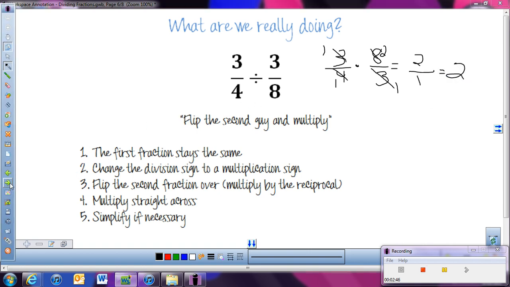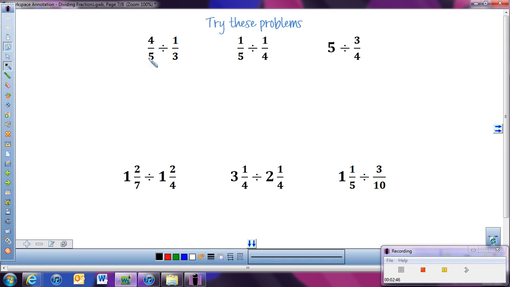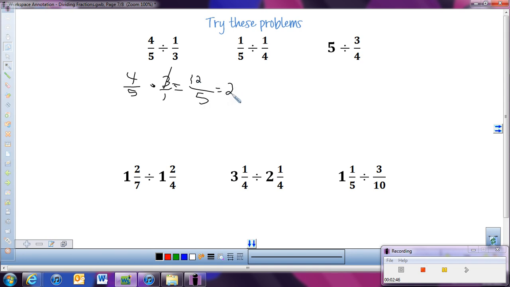So let's try another one. We won't do all of them. 4/5 divided by 1/3, the first fraction stays the same. The division sign changes to a multiplication sign, and we're going to multiply by the reciprocal. We're flipping the second fraction and multiplying. So this one I can't cross-simplify at all, so I'm just going to multiply straight across. 4 times 3 is 12, 5 times 1 is 5, and then I can simplify and get that 5 goes into 12 2 times. That would be 10, so we'll have 2/5 left over.